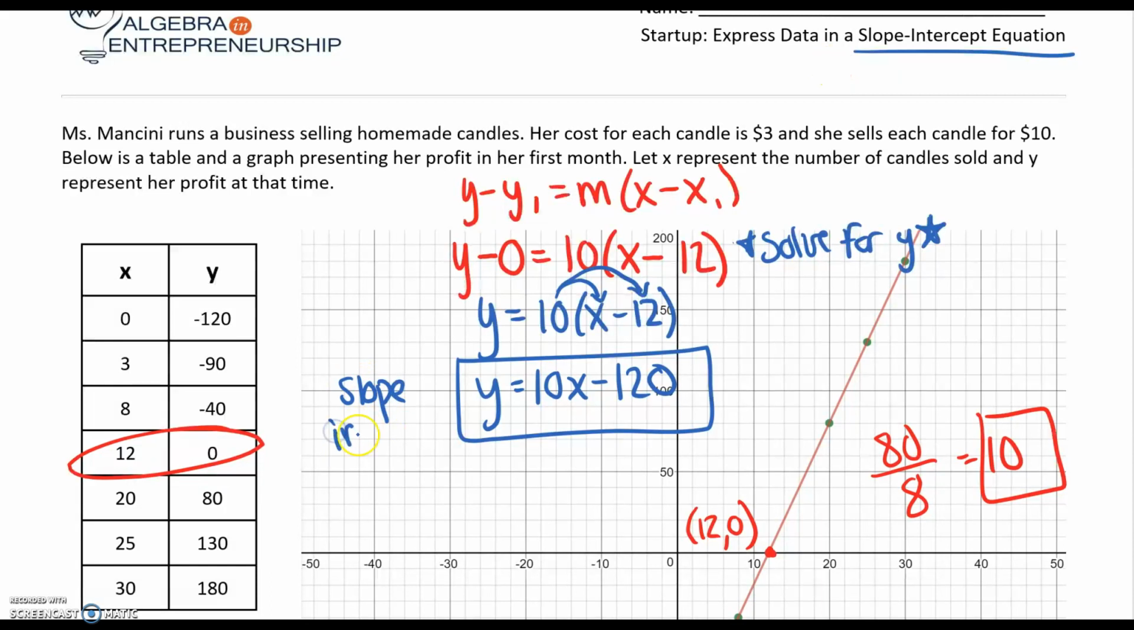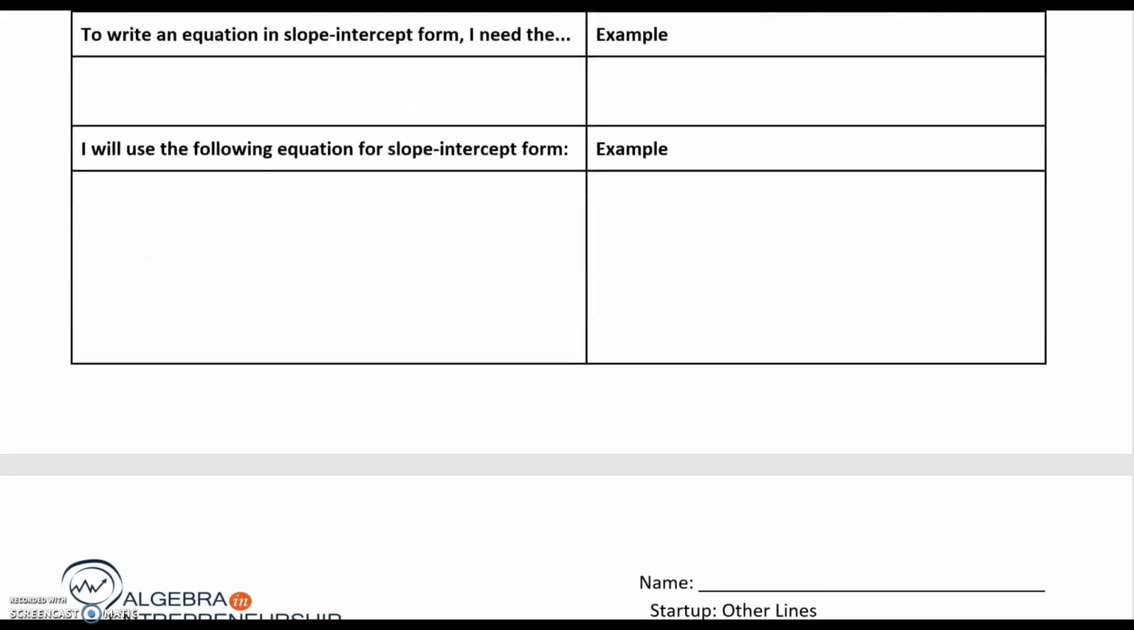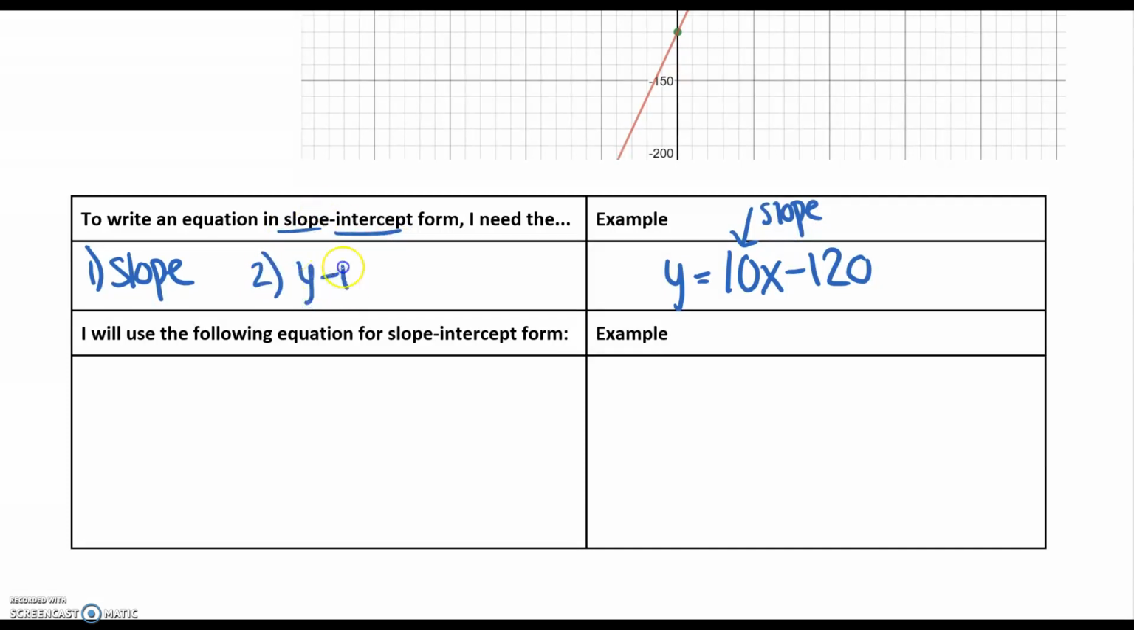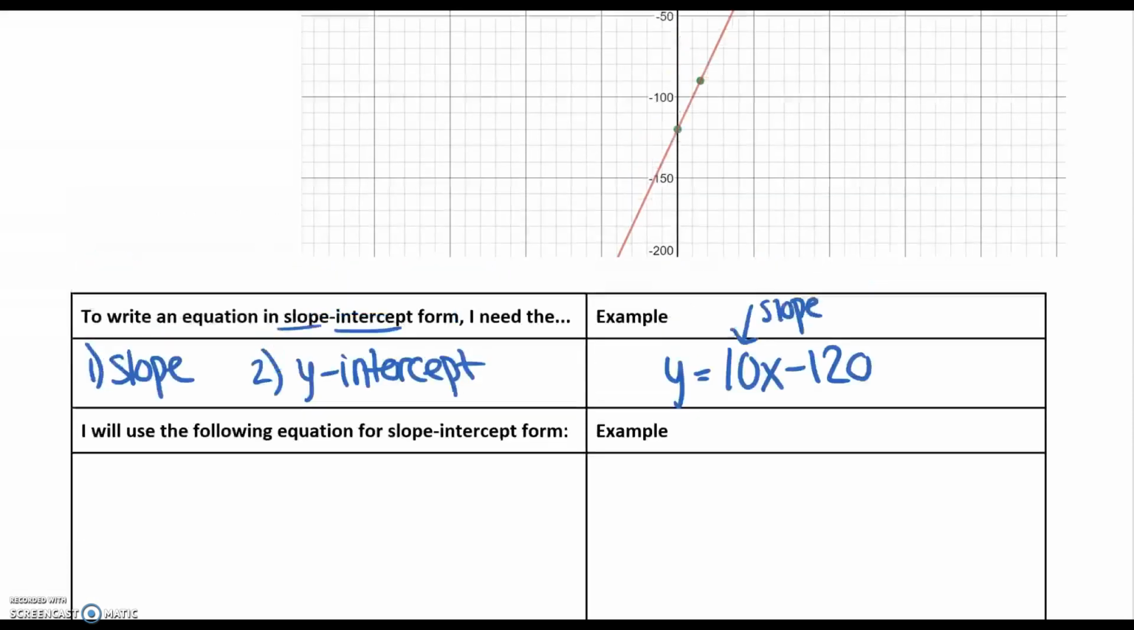Why is it called slope-intercept form? I'm going to scroll down and summarize that in the boxes below. When you want to write an equation in slope-intercept form, an example would be y equals 10x minus 120. There are two things you need. Since it's called slope-intercept, the first thing you need is a slope, which you can see here. Slope is 10. I'm just going to label those. The second thing you need is the intercept, and specifically the y-intercept. That's why it's called slope-intercept form: you need the slope and the intercept.